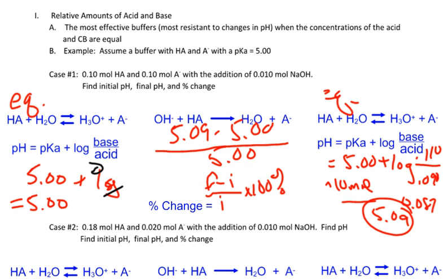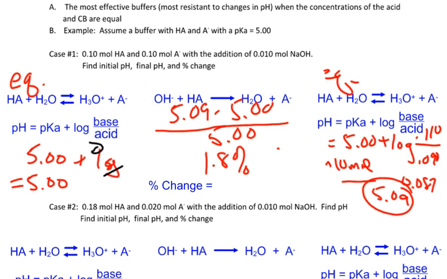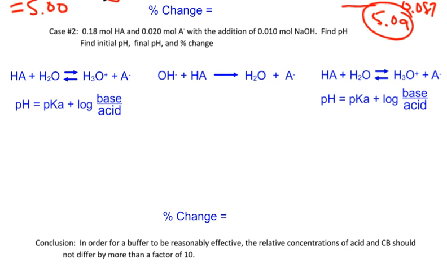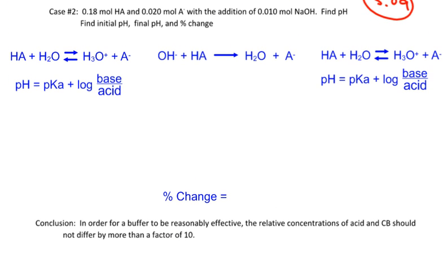Okay, hopefully you did your work. And I got 1.8%. So that's my final change. Okay, not too much different from the initial pH of 5. So let's try the next setup. Look at what's different. I have a big change in the amount of my weak acid and my conjugate base. So let's go ahead again and do the same setup.